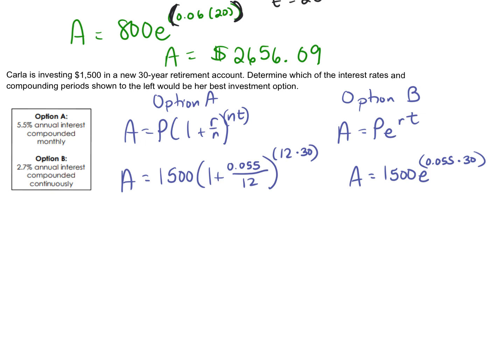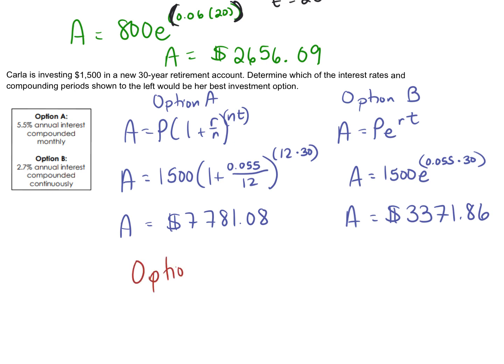So go ahead and pause the video, see if you can figure out what these are, and then we'll see which one is a better option. So option A, I am getting $7,781.08. Option B, I'm getting $3,371.86. So even though I'm getting interest constantly and continuously, because it's a smaller rate, you can see it's a lot less money. So option A is by far the better choice because you're making nearly $4,400 more.